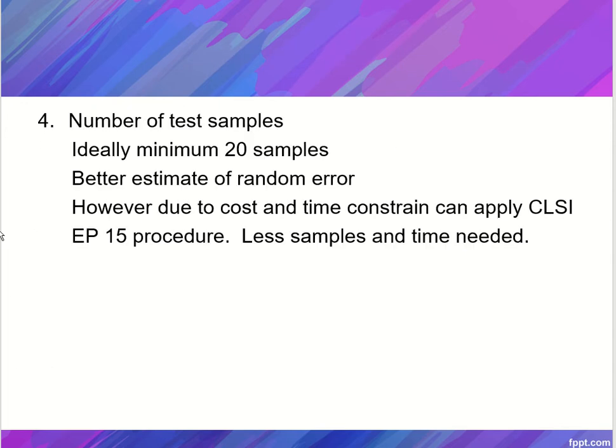And fourth, number of test samples. Ideally, we use a minimum of 20 samples, for a better estimate of random error. However, due to cost and time constraints, we can apply the CLSI EP15 procedure, which I will discuss more later on, which consumes less sample and time.